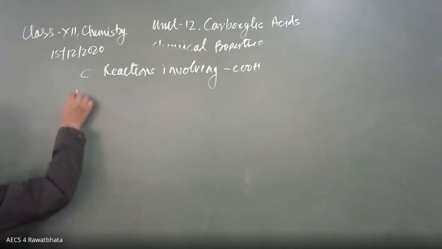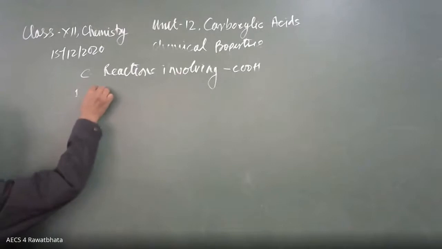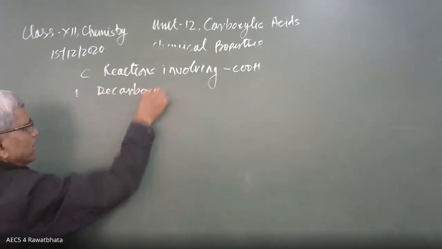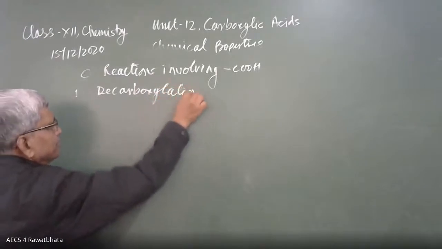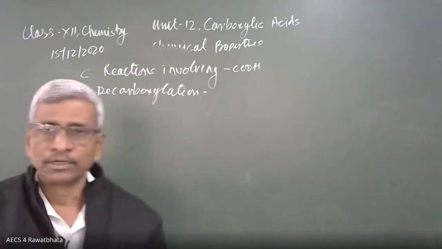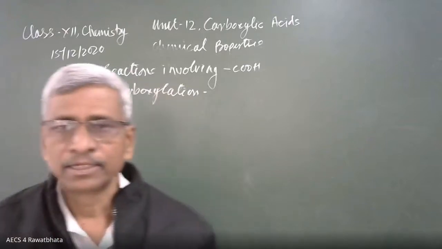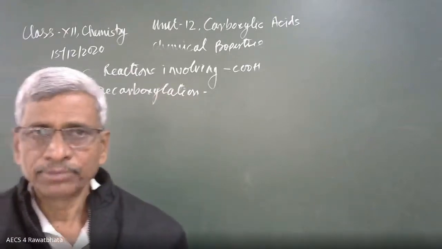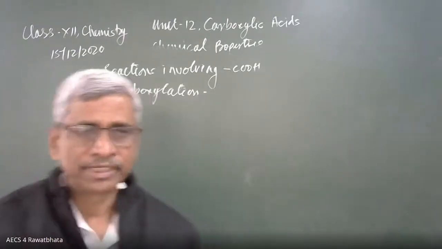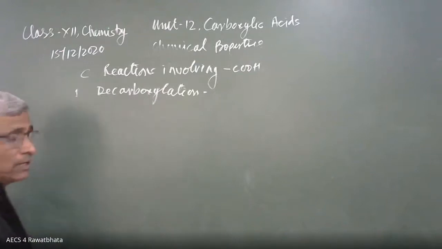Some reactions are, one important reaction is decarboxylation. In 11th class we have discussed this. We can prepare alkane from sodium salt of carboxylic acid. Sodium salt of carboxylic acid is taken, that is called decarboxylation.